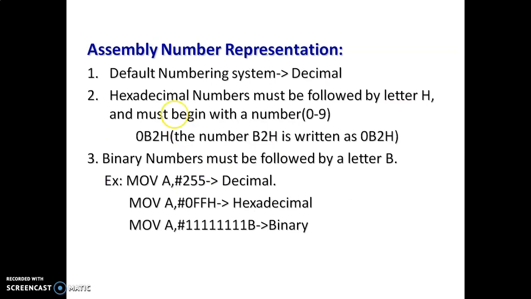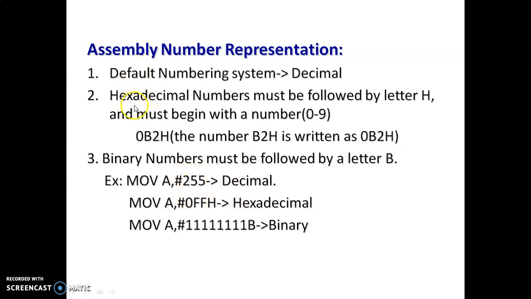Coming to the last topic in this introduction, assembly number representation. The default numbering system is decimal. For example, if you take MOV A, #255, it means that the data is represented in decimal form. And whenever we have a hash here, it represents that it is a data.